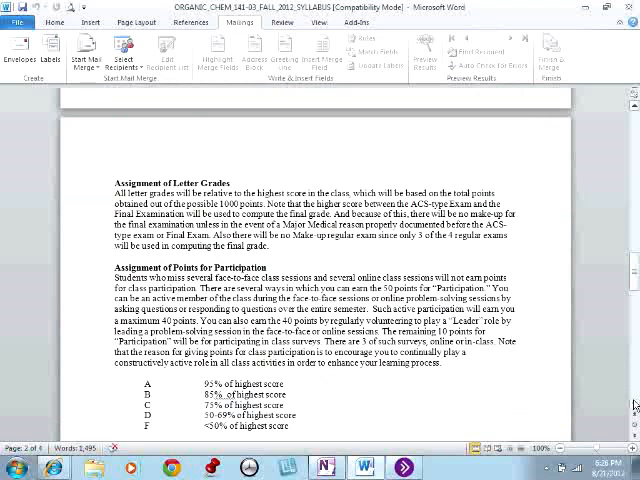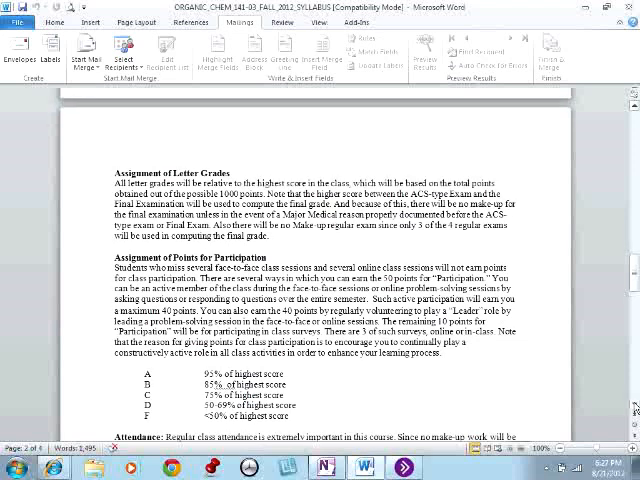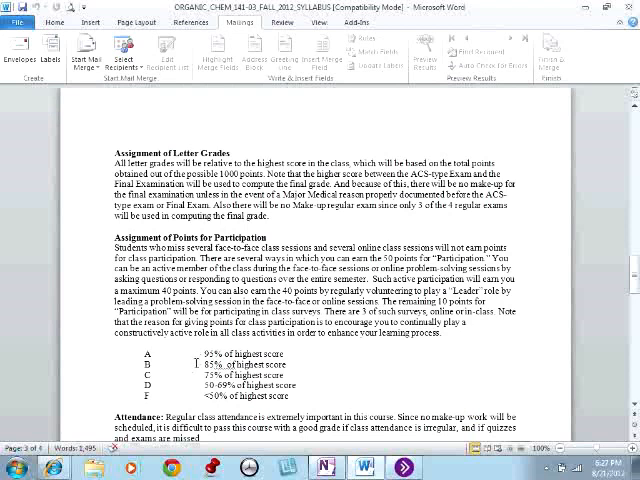Okay, assignment of letter grades. The letter grade A, B, C, D, hopefully no F in this class at the end of the semester. The letter grades will be assigned based on the highest performance in the class out of a total of 1,000 points. Okay, so you will be competing with one of your colleagues or some of your colleagues in this class. Okay, this is the breakdown of the letter grade.